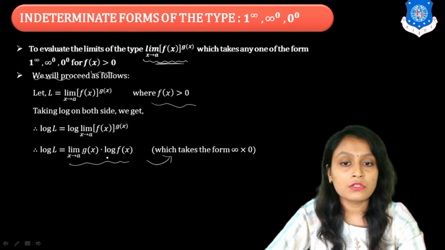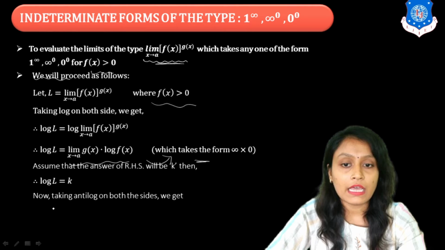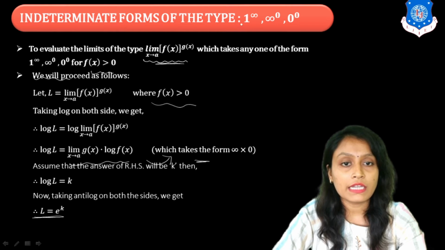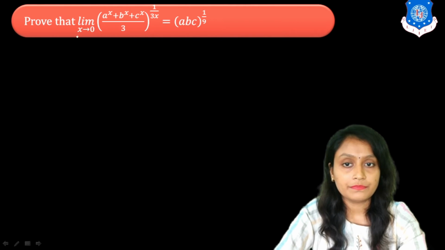Now we know the method to solve this form. We will bring g(x) into the denominator and solve it. Let's suppose we get this answer as k. So log L will be equal to k. Now we will take anti-log on both sides, so you will get the final answer of the limit L, that is e raised to k. We will follow this method to solve sums of the type 1 raised to infinity, infinity raised to 0, and 0 raised to 0. So let's begin with the example.